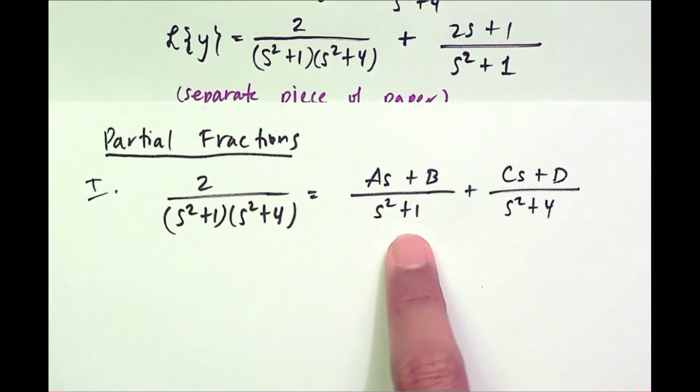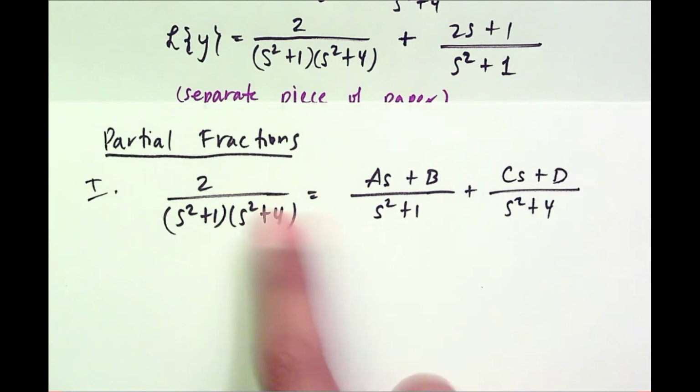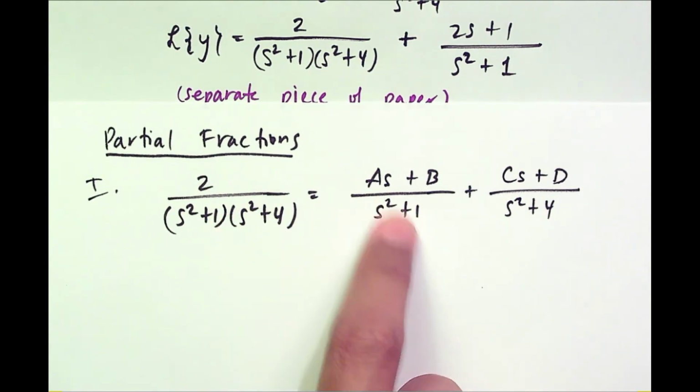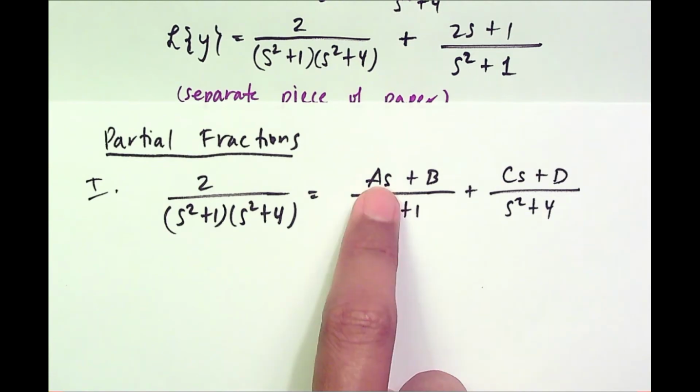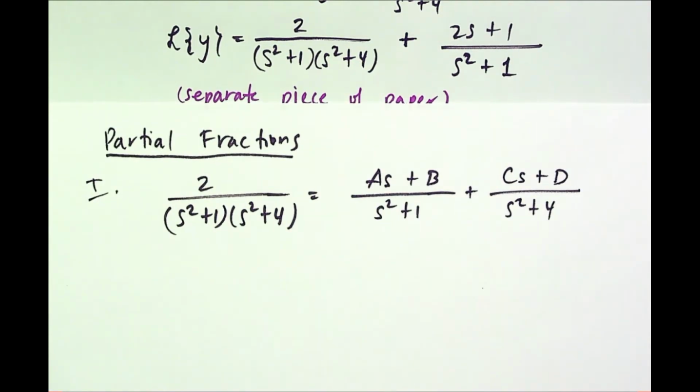Okay, because these are going to be the denominators, because these are the factors, and because they're irreducible, what goes on top is a polynomial of degree 1 less than the one on the bottom. So it's going to be a polynomial of degree 1. So that's what we put as as plus b. And then same for that one.